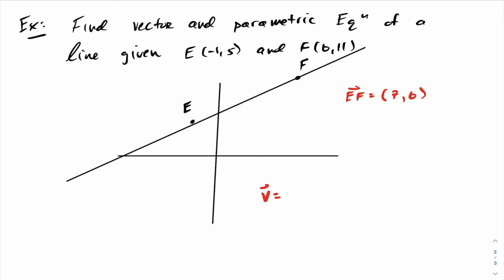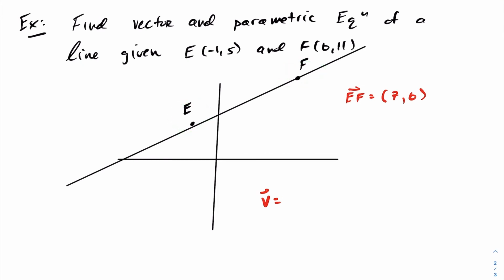We can choose either point. I can choose point E or point F. Does not make a difference. So in this case, choosing the vector OE, for instance, we could have the vector (-1, 5) plus any multiple of our direction vector (7, 6), where t is any real number.